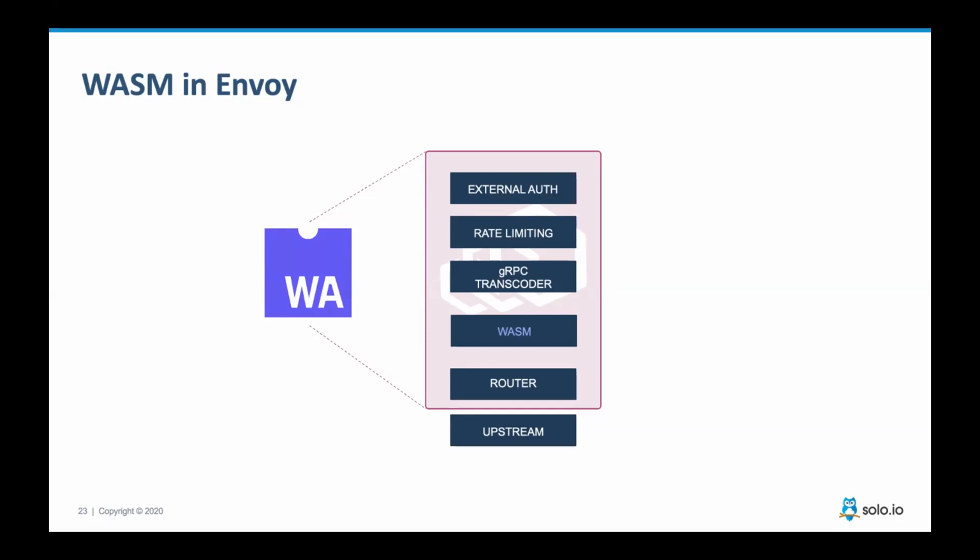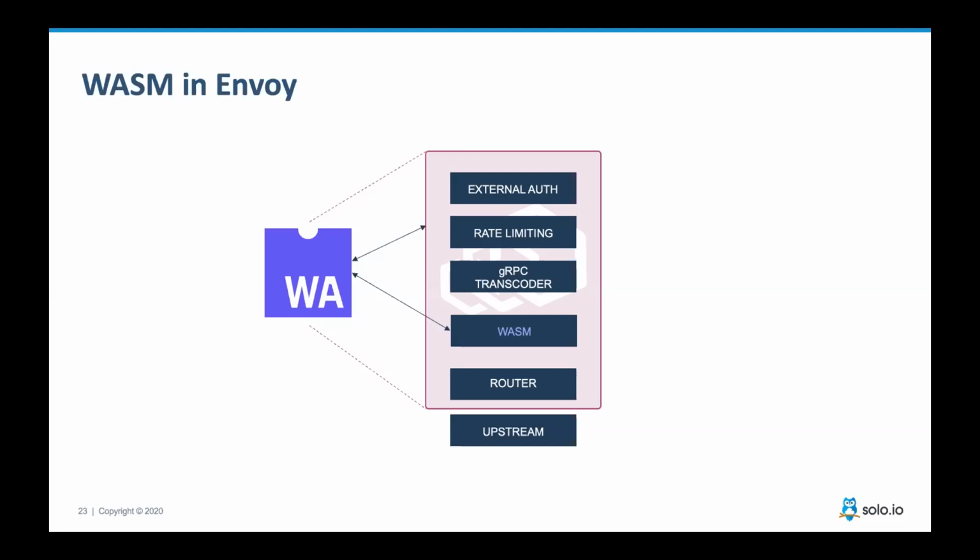So we did the embedding. We took V8, we embedded the runtime inside of Envoy, and then we made sure that you could implement modules in WebAssembly against the Envoy ABI, and then load them dynamically into the Envoy runtime, right? So you can take a stock build of Envoy, and tell it using the control plane to load up a Wasm module. And then that Wasm module now will execute in the data plane of Envoy.